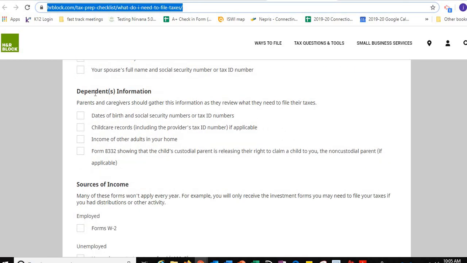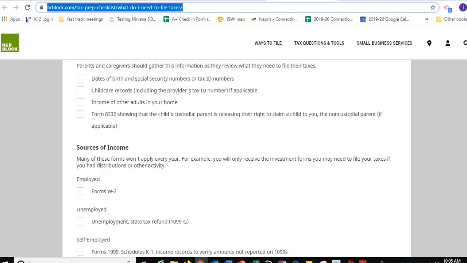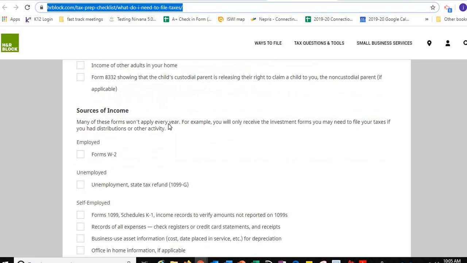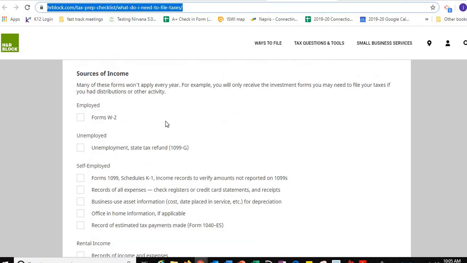The other thing you need, if you have dependents, so if you have children, you're going to need all that same information about the kids: dates of birth, social security number, any child care records, income of anybody else in the house. And then there are things that you need to do to just verify that your child is going to count.